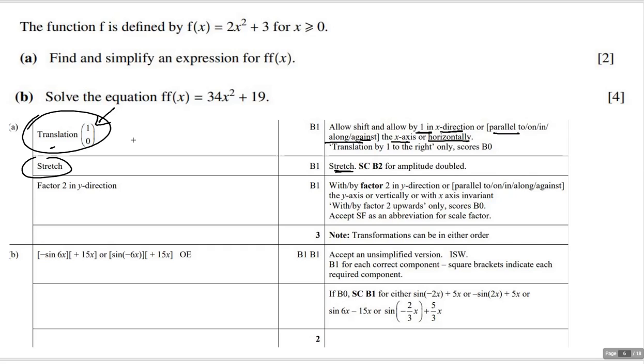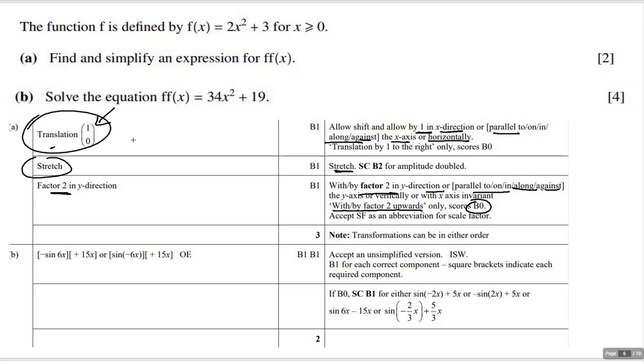Okay, so they talked about it being a stretch. I'm surprised they don't have to have it be a factor. Oh, wait, they do. It's got to be by a factor of 2. So the word stretch, and then it's got to be in the y direction by a factor of 2, and the y parallel to, against, along. Notice here, if it says upwards, it's worth nothing. They don't want to use the words up, down, left, or right.